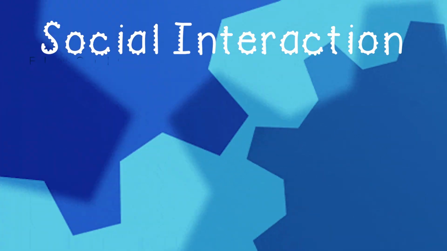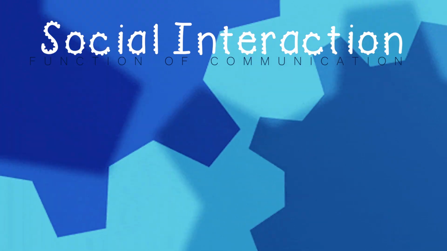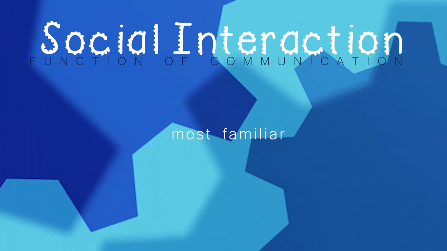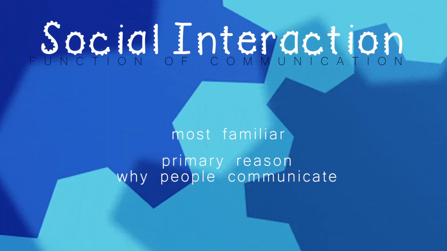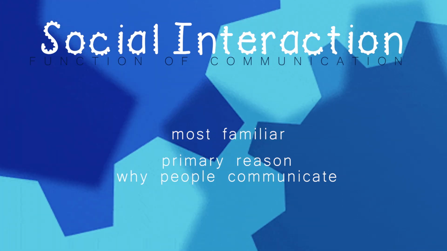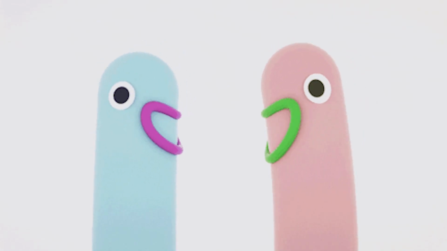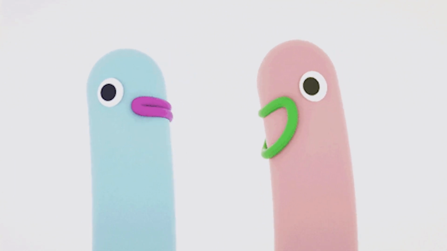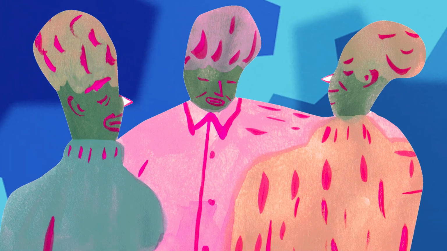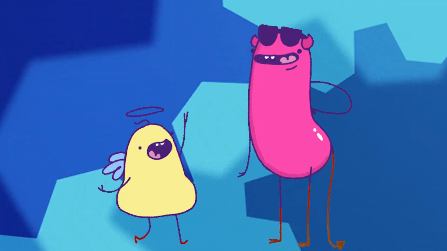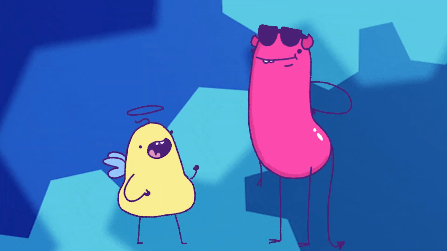The second one is social interaction as a function of communication. Social interaction is the most familiar and the primary reason why people communicate. This is because people do love to talk and love to talk with each other. Conversation with one another gives the people involved pleasure while passing the time in an entertaining way. Humans talk for the sole purpose of coming together as a society. Social interaction allows people to be connected with one another.